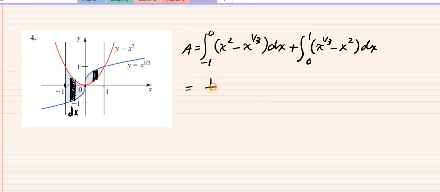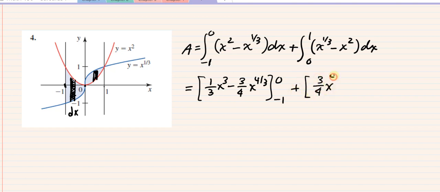The first one is 1/3 x cubed. The second one is going to be x to a third plus 1, which is 4/3. So it's going to be 3/4 x to 4/3, right? Evaluated from -1 to 0. Plus, this would be 3/4 x to 4/3 minus 1/3 x cubed, evaluated from 0 to 1. Okay, let's plug them in.